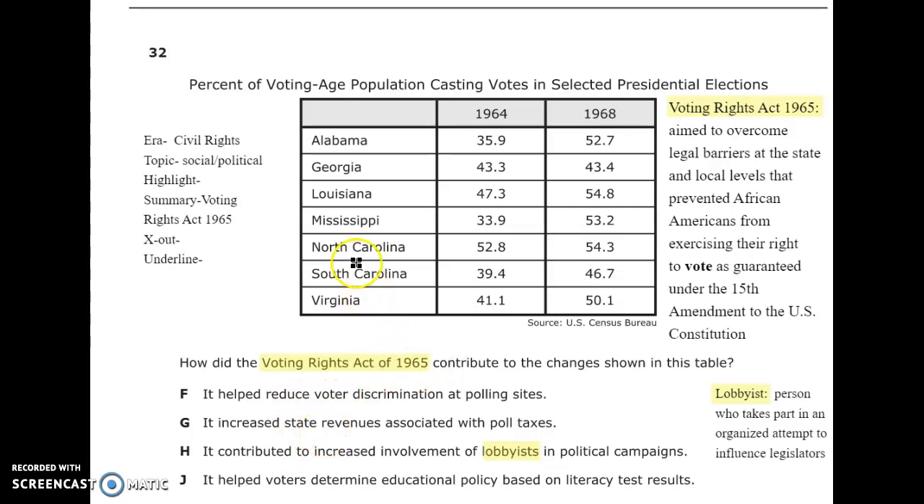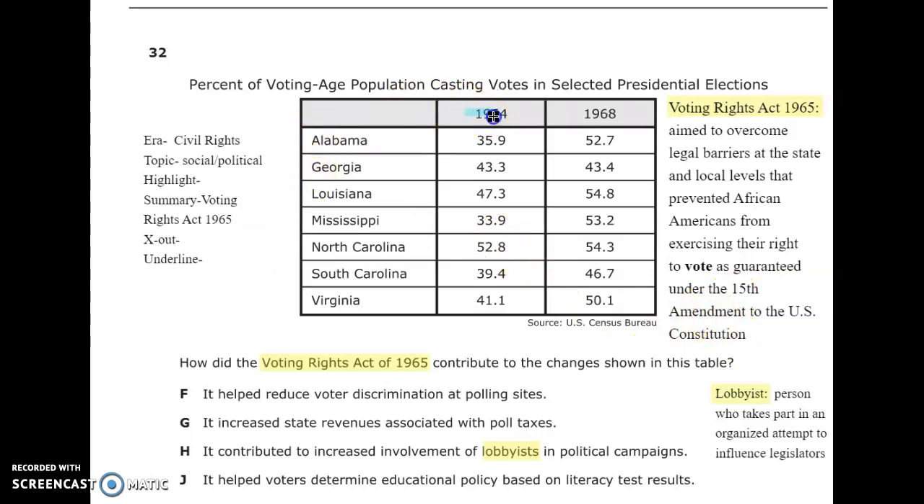Which one of these? And so, real quick, the Voting Rights Act of 1965 aimed to overcome legal barriers at the state and local levels that prevented African Americans and other minorities from exercising their right to vote. The right to vote that was guaranteed under the 15th Amendment to the United States Constitution.